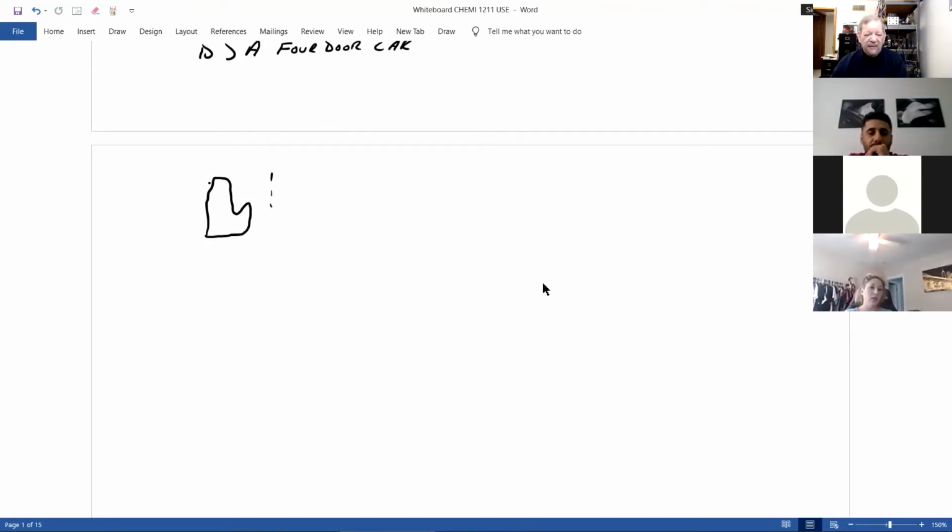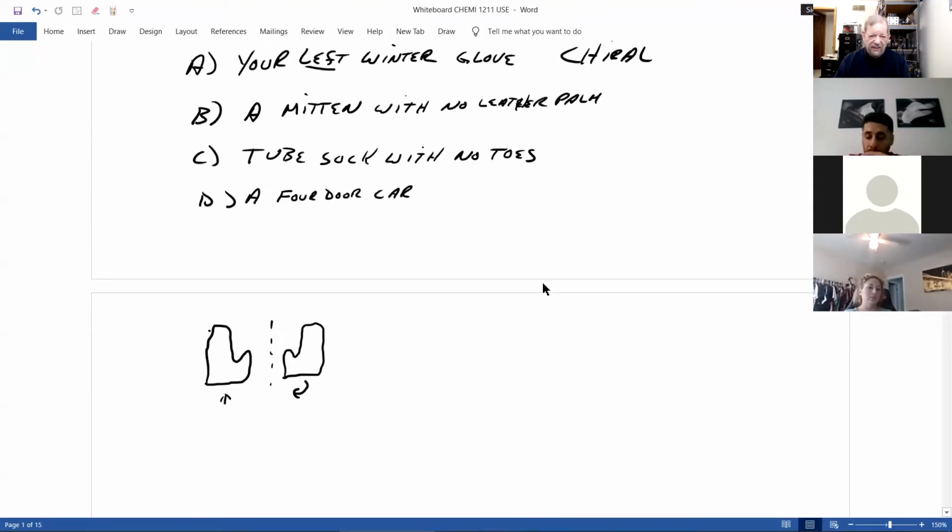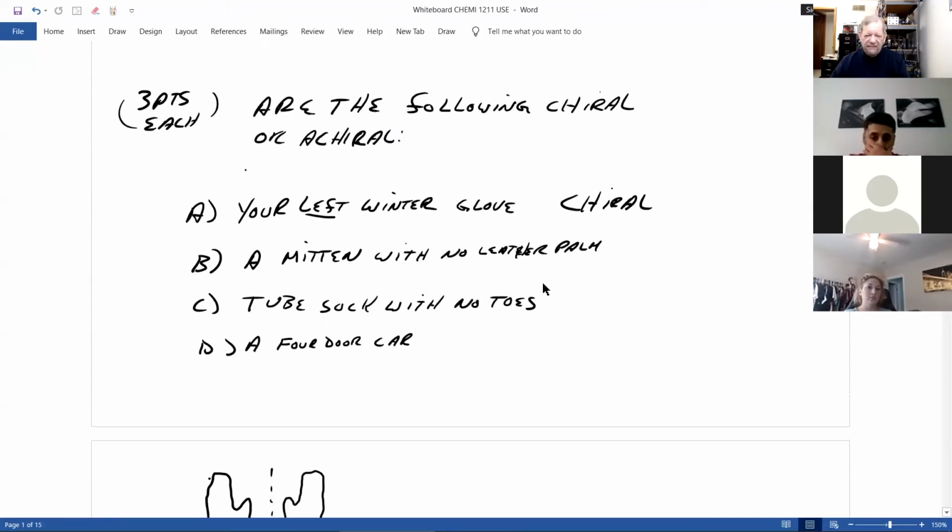And if I have my mirror here, wow, I'm getting better at this, is your mirror image. And if I pick this up and rotate it, you'll see it's superimposable on itself, on its mirror image. Therefore, it has a superimposable mirror image. And what does that mean? It means it's achiral.